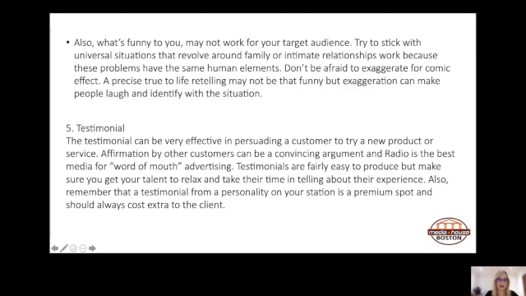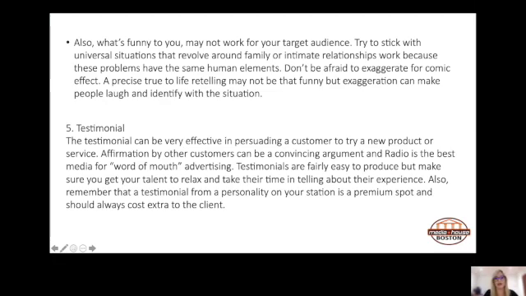And then testimonial, number 5 there. The testimonial can be very effective in persuading a customer to try a new product or a new service. Affirmation by other customers can be a convincing argument, and radio is the best media for word-of-mouth advertising. Testimonials are fairly easy to produce, but make sure that you get your talent to relax and to take their time in telling you about their experience. Otherwise, it might come across as stiff and as inauthentic.